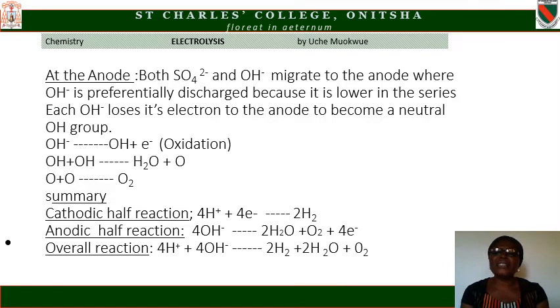You can see that in this reaction, the ratio of hydrogen liberated at the cathode is 2, while that of oxygen is 1. Therefore, electrolysis of acidified water produces 2 hydrogen atoms at the cathode and 1 oxygen atom at the anode.